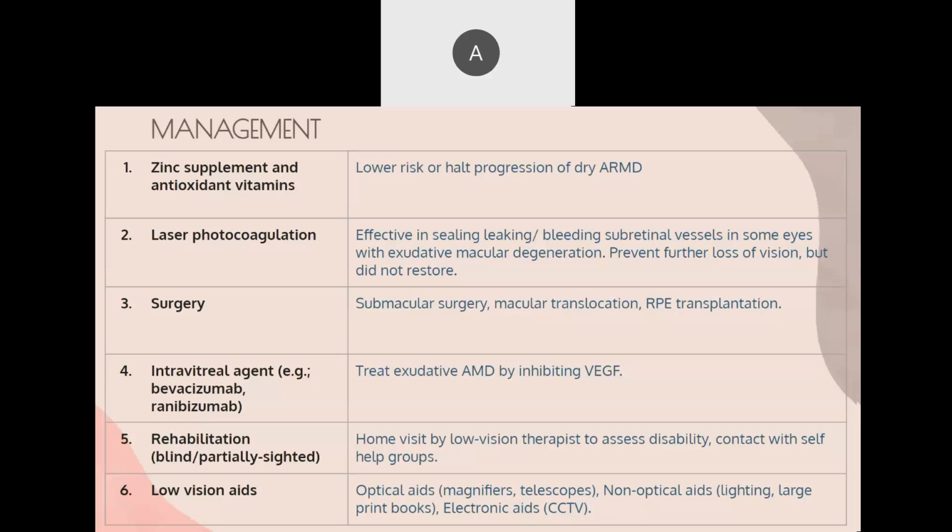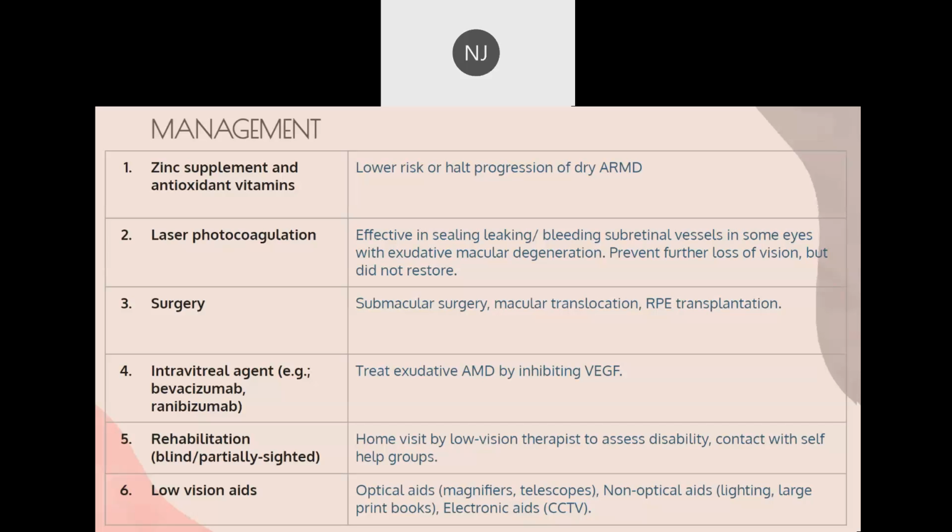For management, management for a patient with ARMD includes zinc supplement and antioxidant vitamins, which is to lower risk or halt progression of dry ARMD. The second one is laser photocoagulation, which is effective in sealing leaking or bleeding subretinal vessels in some eyes with exudative macular degeneration. This can prevent further loss of vision, but it does not restore the vision. And next one is surgery, which includes submacular surgery, macular translocation, and RPE transplantation.